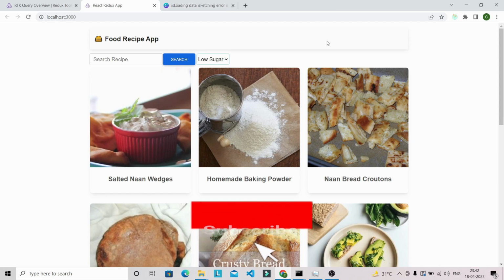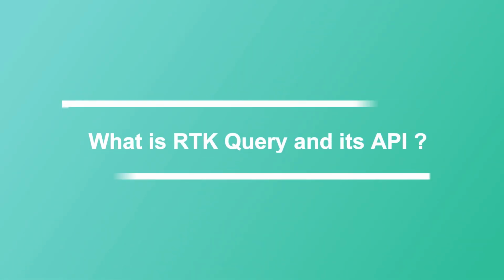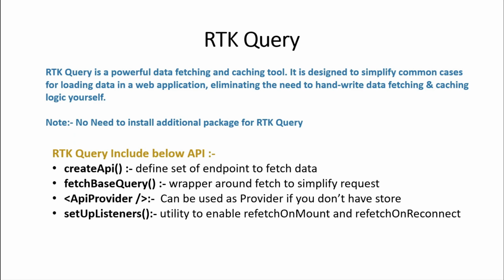Before we start working on our food recipe app, let's first try to understand what RTK Query and its API are. RTK Query is a powerful data fetching and caching tool. It is mainly used for fetching data from the server, and it caches the data for future use. It is designed to simplify common cases for loading data in a web application, eliminating the need to hand-write data fetching and caching logic yourself.